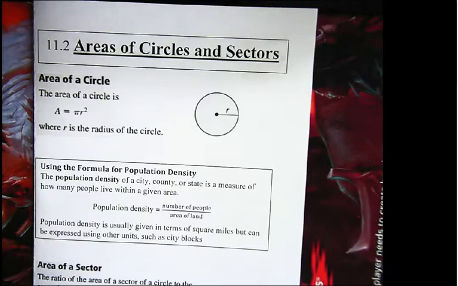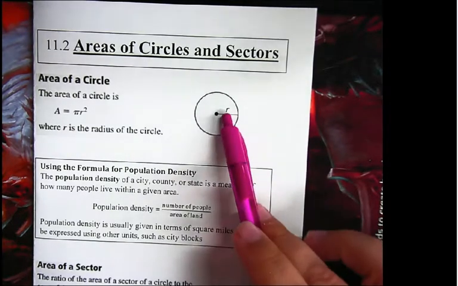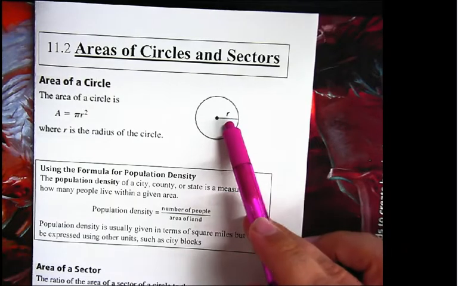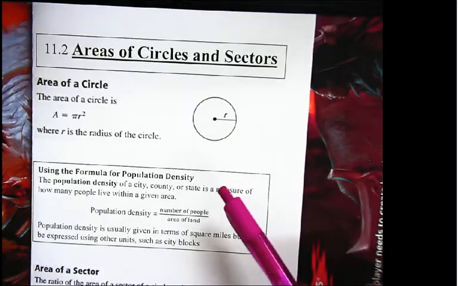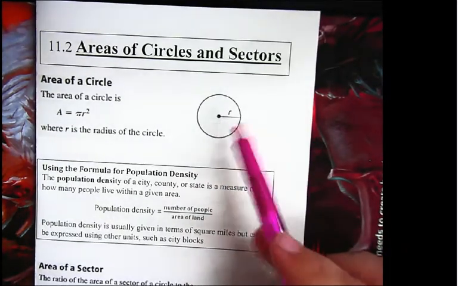Hello class, today we are going to look at areas of circles and sectors. Alright, so we're going to start with the area of a circle, and this should be pretty much review because you've been doing this for a couple of years. Right? Area of a circle is pi r squared, where r is the radius of the circle. Right? And so we just take the radius, we square it, we multiply it by pi, which is approximately 3.14, and that'll give us our area.